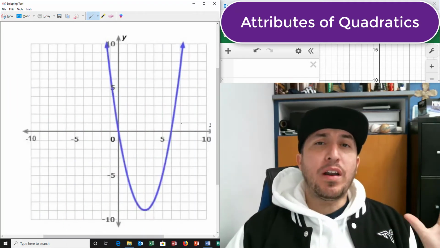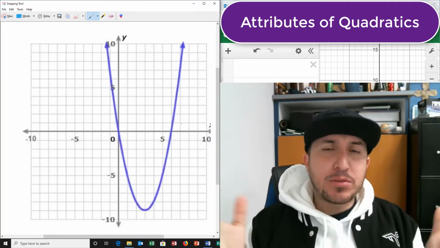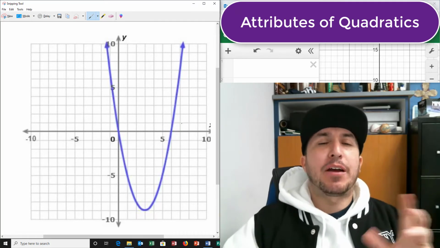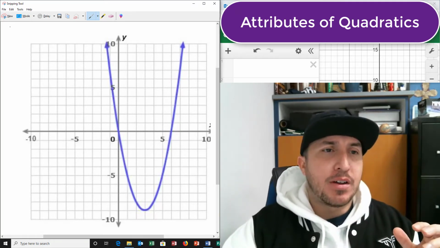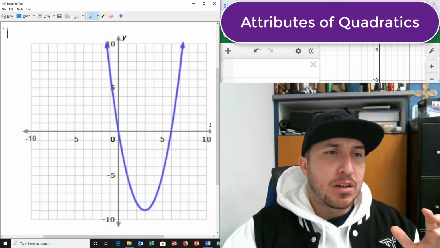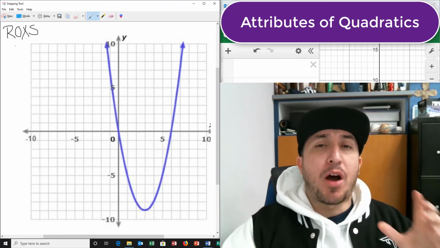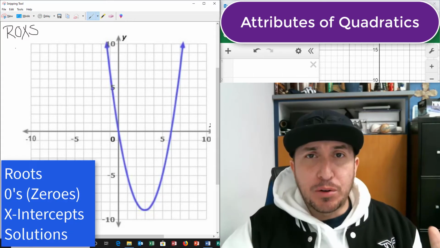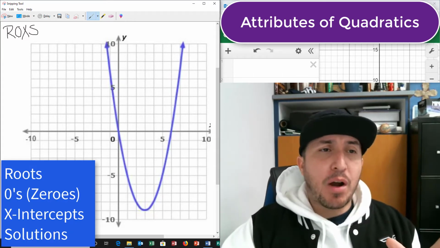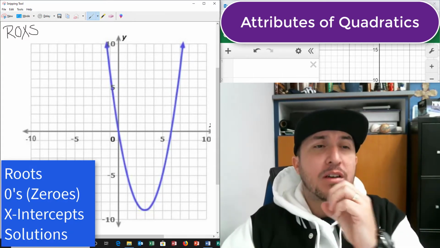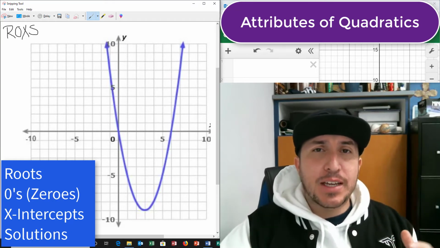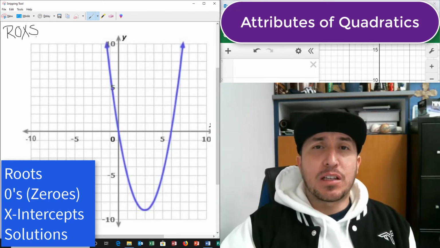Next one. What are the roots? What are the roots to this? Here's what roots are. Here's another word you have to know. Write down this word, rocks. The R in rocks stands for roots. The O in rocks stands for zeros. The X stands for x-intercepts, and the S stands for solutions.